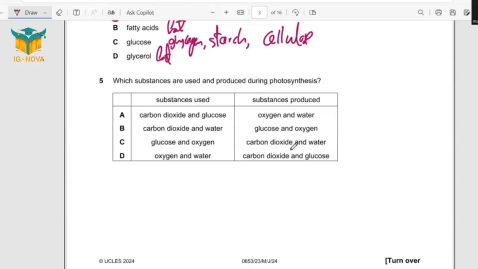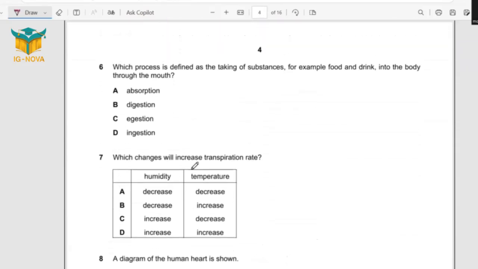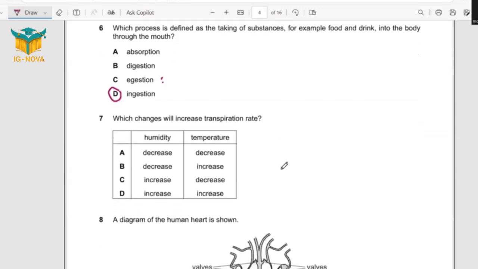Which substances are used and produced during photosynthesis? Photosynthesis: carbon dioxide plus water gives glucose plus oxygen. So the products are oxygen and glucose, so this is easy. B. No technical issues here. Question 6, which process is defined as taking in substances: ingest means take in, egest means release out, digest means break down, absorb means taken into the blood circulation from the small intestine. So option D. Definition.